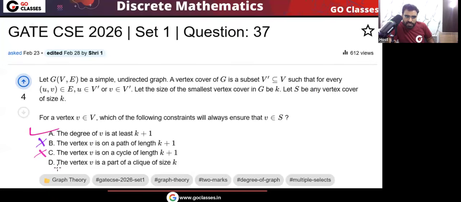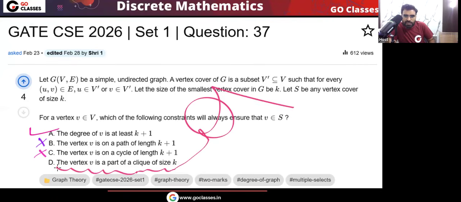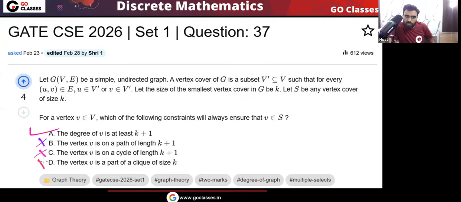So option D is saying that V is a part of a clique of size K. It does not always ensure that this vertex will belong to all the smallest vertex covers, right? So for option D also we have seen the counterexample. So finally the answer will be only option A.